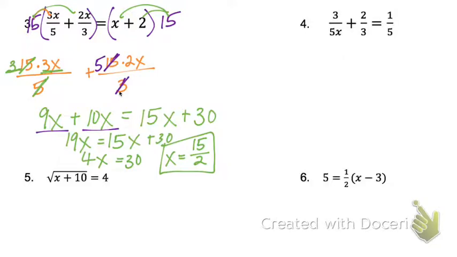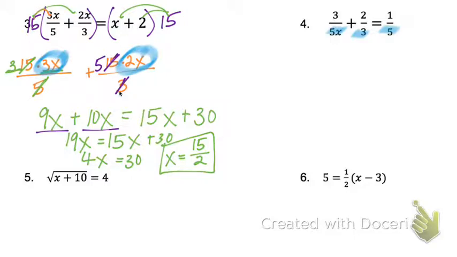Does that kind of make sense? In my head, I'm doing 15 divided by 5 first, and then I'm doing 15 divided by 3 first. Then I'm multiplying it by whatever the numerator is. So I'm multiplying it by 3x and by 2x. Okay, so let's look at number 4. I've got 3 fractions.